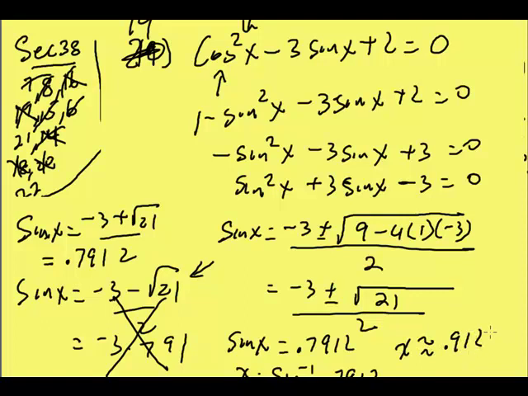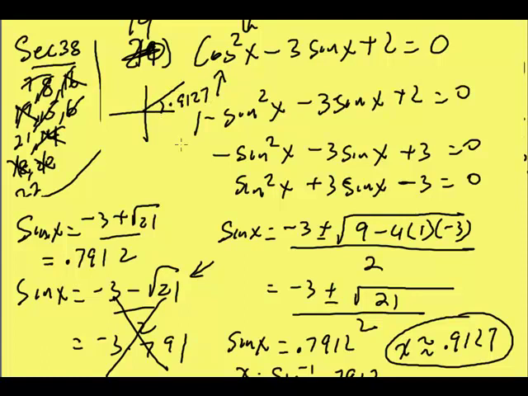0.9127. Okay, so my calculator is giving me, since this is positive, this angle right here, and it's telling me that's 0.9127. Okay, that's one of my angles.